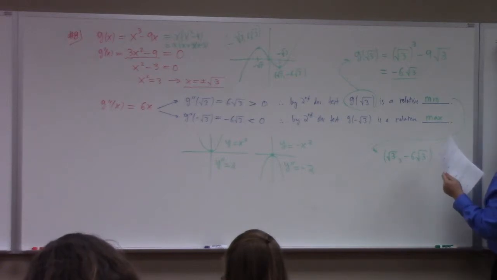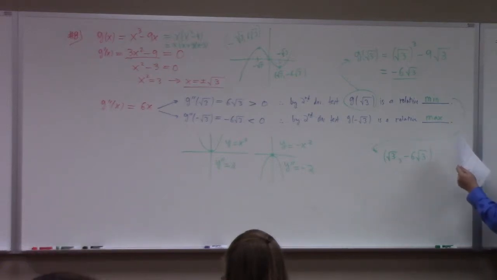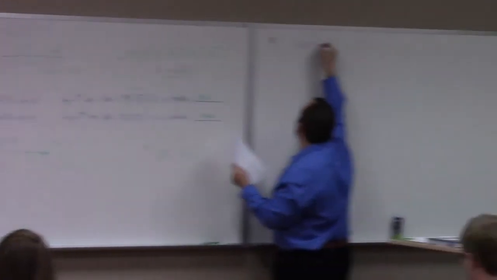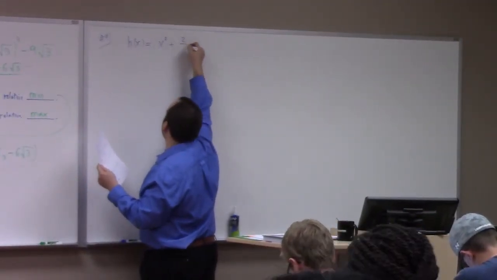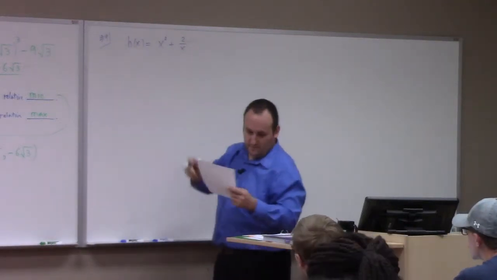So number 9, we have h of x is equal to x squared plus 2 over x for me. Now yours might be a little bit different. Oh, same thing? Good, good, good.